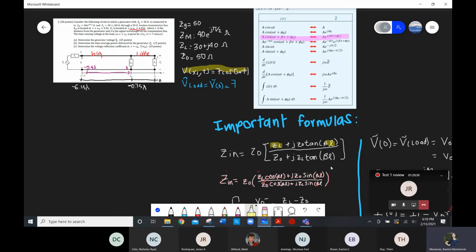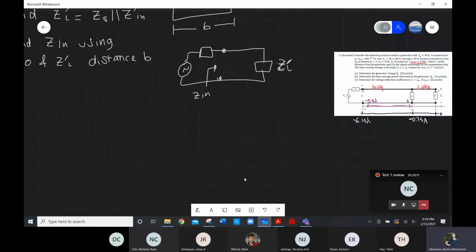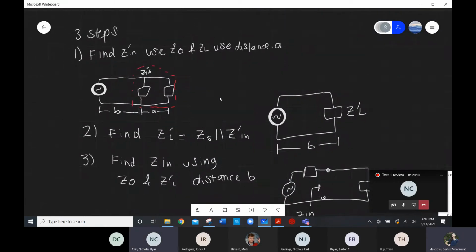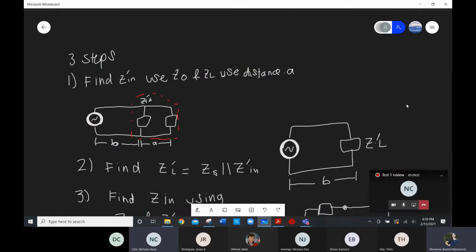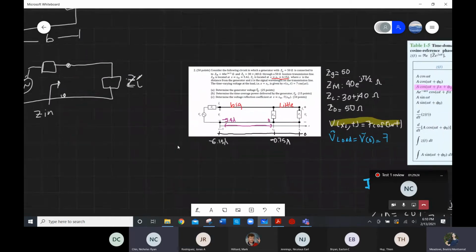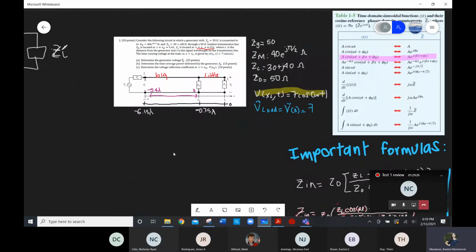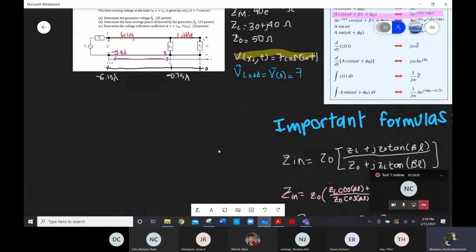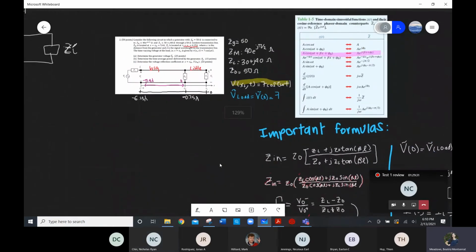Don't make me get a volunteer. Yeah, we know L. What is L? That's the 6.15 lambda. Okay, no, let's go to our first step again. Oh, just that part, the 0.75. Yeah, excellent. So we're using the small distance, or what I call distance A. So go ahead and plug it in.